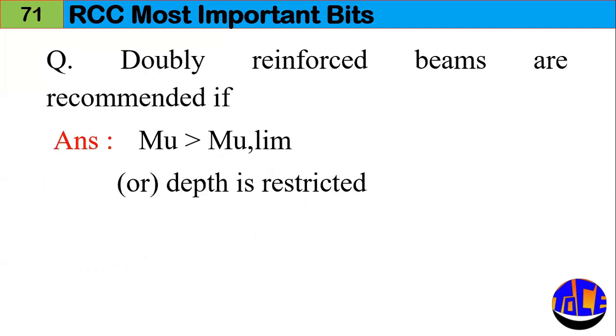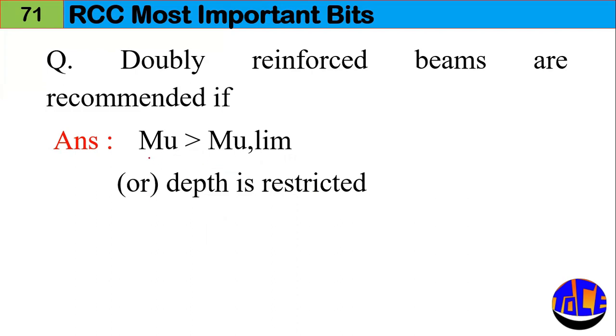Question number 71. Doubly reinforced beams are recommended if Mu, the ultimate moment, is greater than the Mu limit or Mu max, or the balanced moment, or else the depth is restricted. If the depth of beam is restricted, or the moment generated is greater than the maximum moment, then you'll go for the doubly reinforced section.